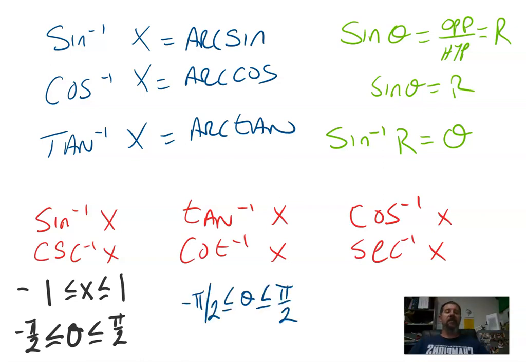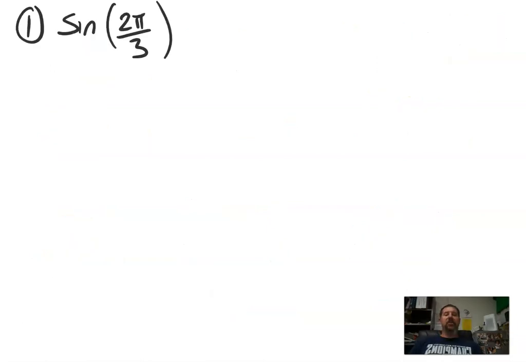Remember, those are always in the first and fourth quadrants as well. -pi/2 to pi/2 for the angle you're going to get out. And then also for cosine inverse or secant inverse, we use the first two quadrants, quadrant 1 and quadrant 2. And so that is from 0 to pi is the angle you're going to get out. So again, keep that in mind. It's always got to be on that interval when you do arc sine, arc cosine, or arc tangent, or any of the inverse functions.